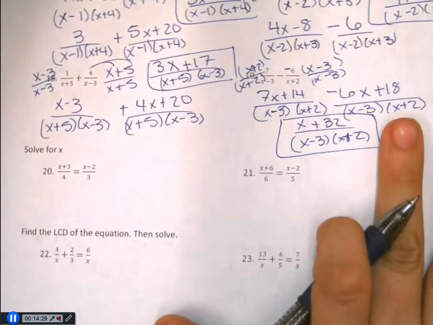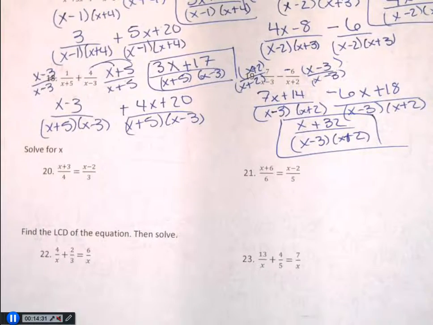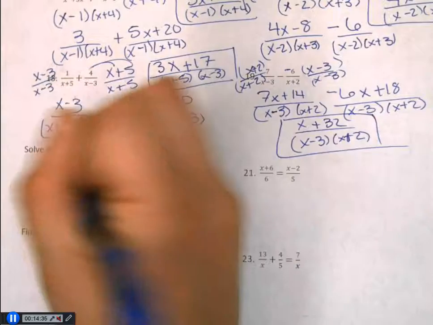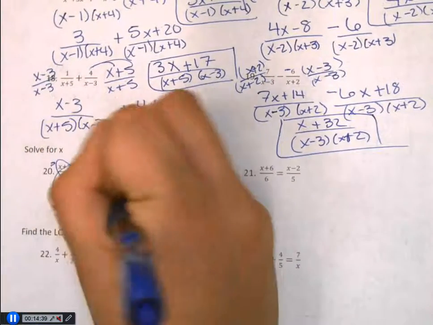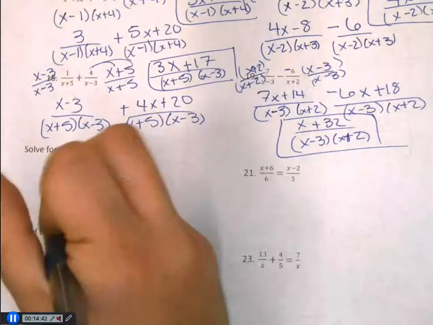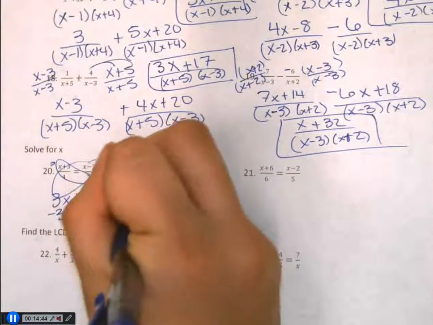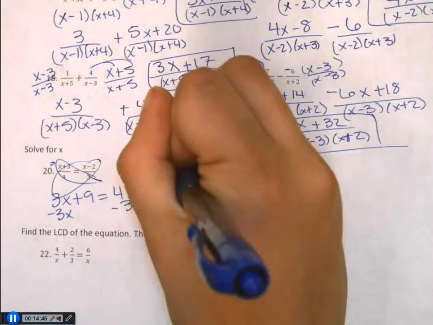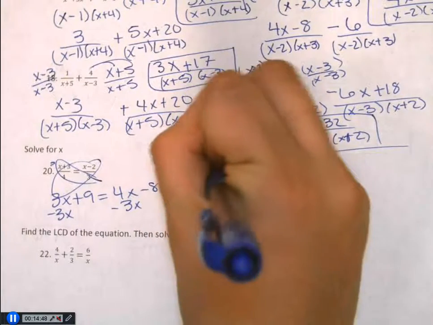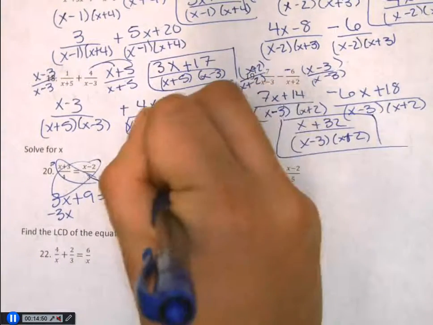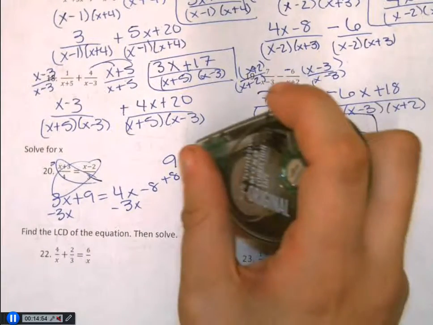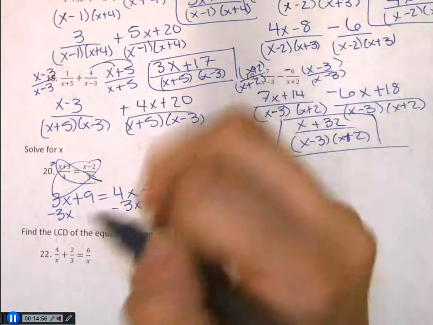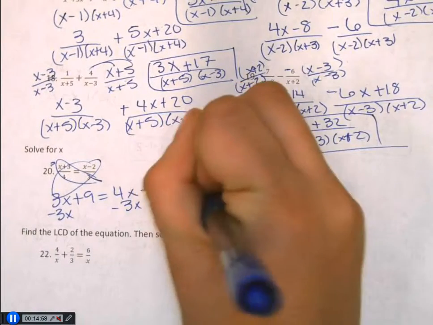Okay, on 20 and 21, when it wants me to solve for x and I have two fractions equaling each other, I just cross multiply. So, multiply these two. So I'm going to get 3x plus 9 equals 4x minus 8. And then I subtract 3x on both sides. I get 9 equals x minus 8. I add 8 to both sides. So then I get 17 equals x.